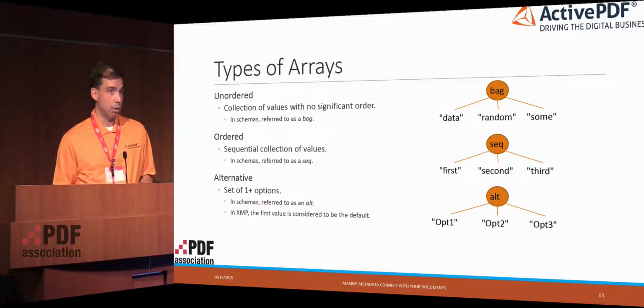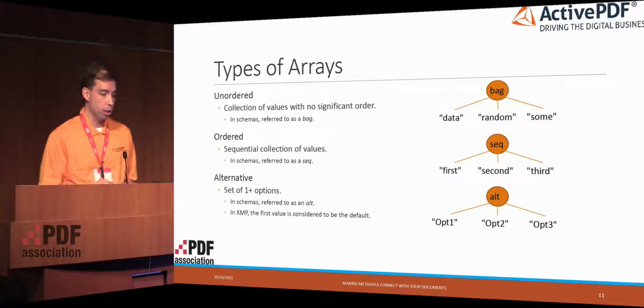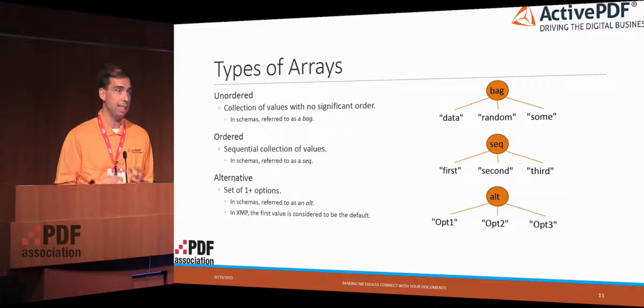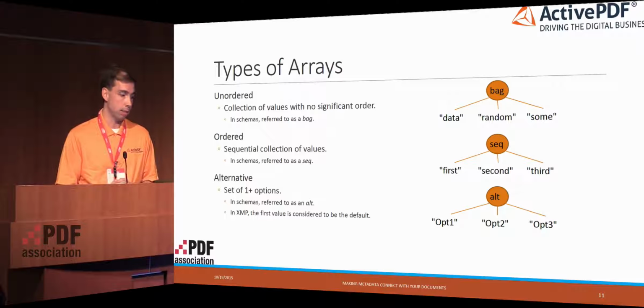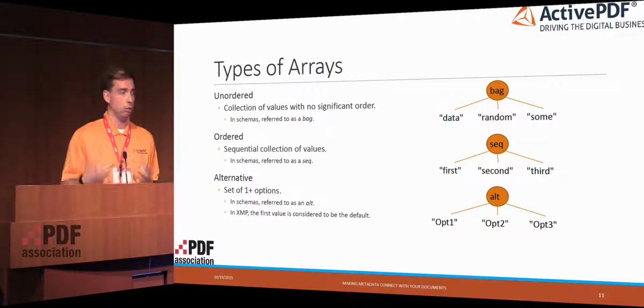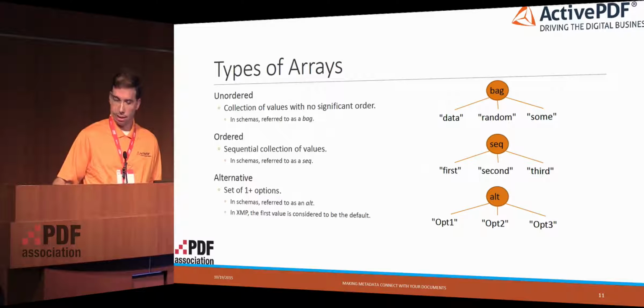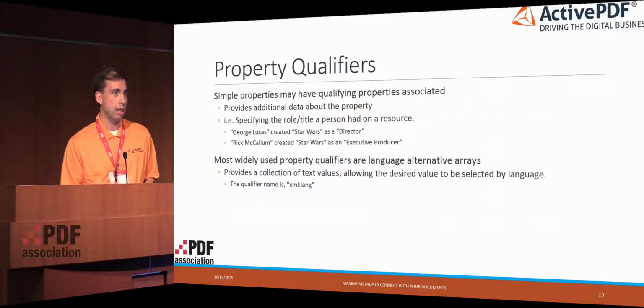However, if the order is important, we do that second type of array, which is ordered, and you'll see that showing up in your XMP as sequence or SEQ. And that one just says the order of how these items are in the array is important, and they should be taken as such. The final one is alternative, and this presents the application or consuming reader with options to choose from. The first one in an alternative array is considered the default value. And we'll have a couple more examples of these in the next slide. One final thing I want to talk about is that XMP allows you to qualify properties.